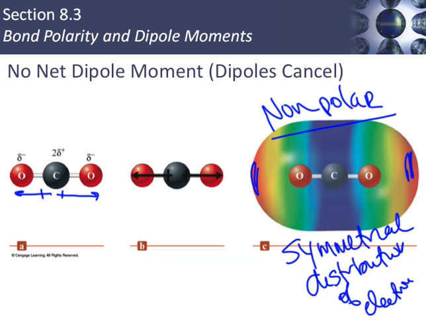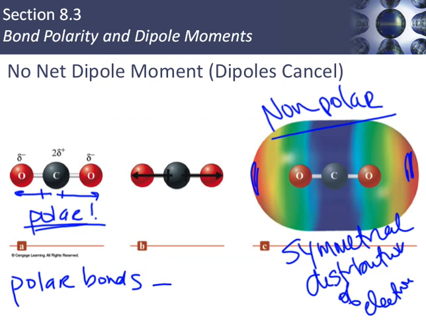But what can you tell me about these bonds? Are they polar or nonpolar? They're polar. So my little lesson here is you can have polar bonds, yet based on how they're arranged around the central atom and how many lone pairs there are and all these different things we're going to talk about tomorrow, your molecule could end up being nonpolar. So just know that is a possibility. There's a difference between polar bonds and a polar molecule.